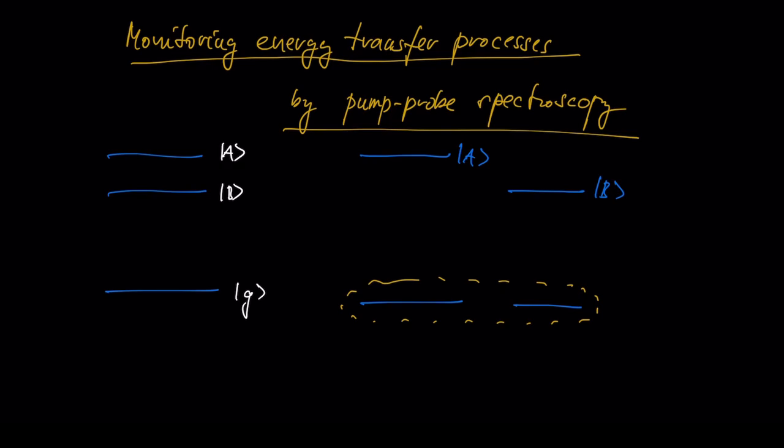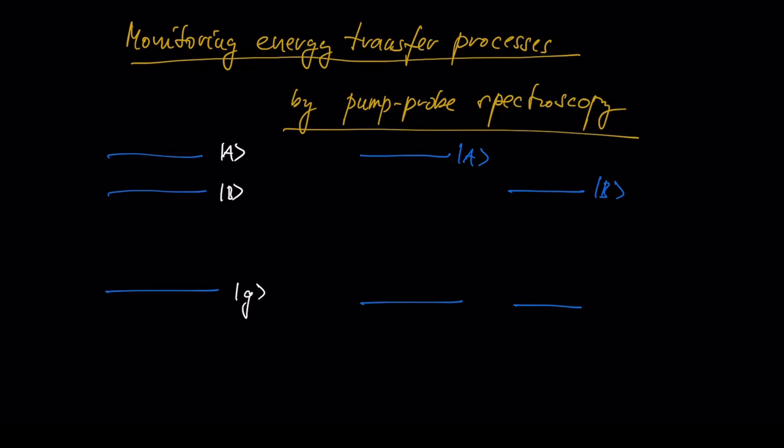So that's a state in which both of these two molecules are in the ground state. The state A on the left-hand side is a situation in which the molecule B is in the ground state and the molecule A is excited. And the state B on the left-hand side is again a situation in which the molecule A is not excited and molecule B is excited.